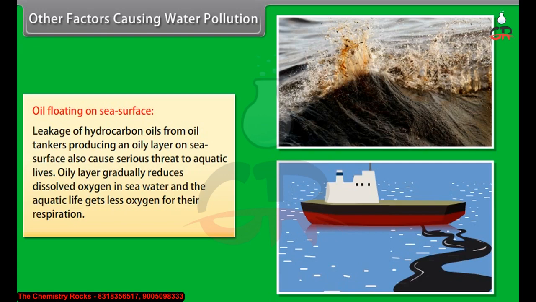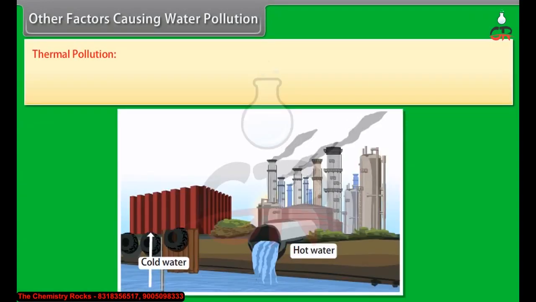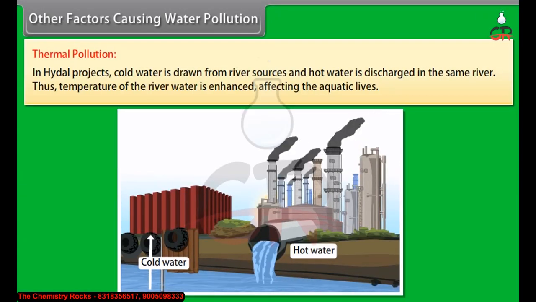Thermal pollution. In hydel projects, cold water is drawn from river sources and hot water is discharged into the same river. Thus, the temperature of the river water is enhanced, affecting the aquatic lives.